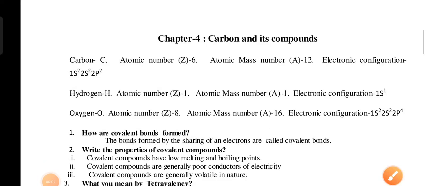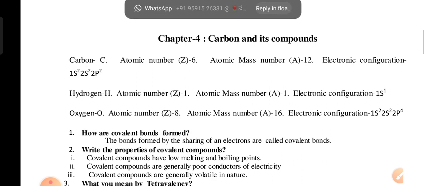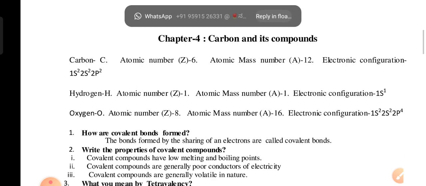Very good morning. Today we are going to discuss chapter number 6, that's Carbon and its Compounds. It's a big chapter in our syllabus, and 6 to 7 or 8 marks come from this chapter in the exam. That's why we are going to discuss this chapter.